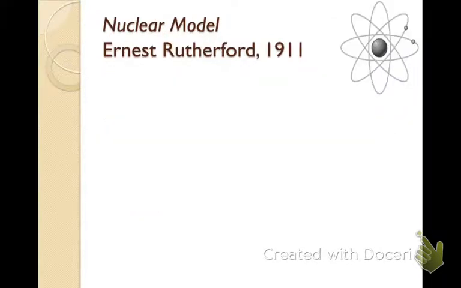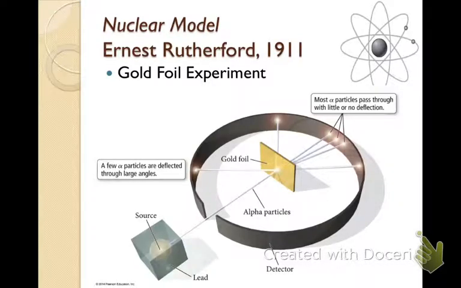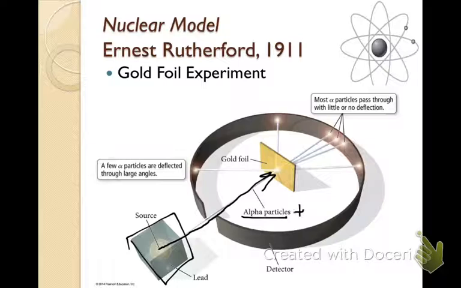Then in 1911, we have Rutherford's nuclear model. He conducted something called the gold foil experiment. This is probably one of the most important experiments for you to know, so make sure that you do. Here we have a block where he pretty much bombarded a piece of gold foil with something called alpha particles. Alpha particles are positively charged.